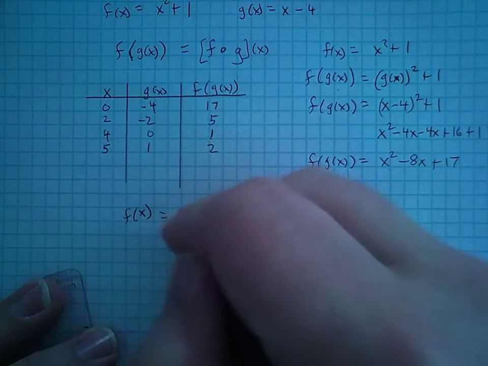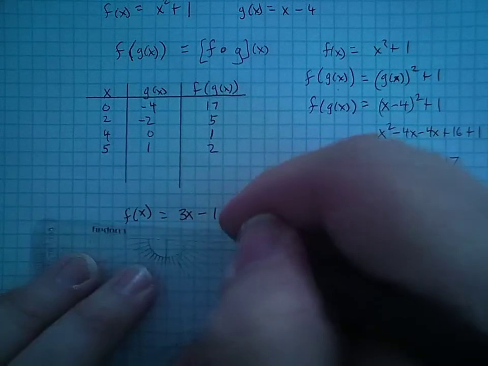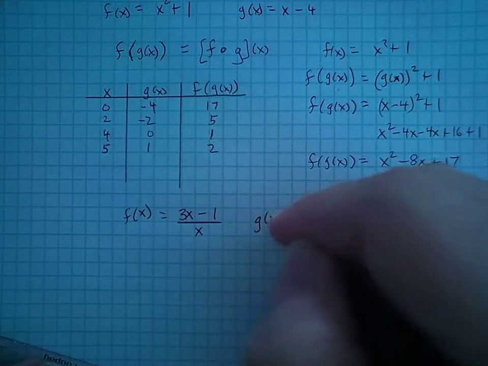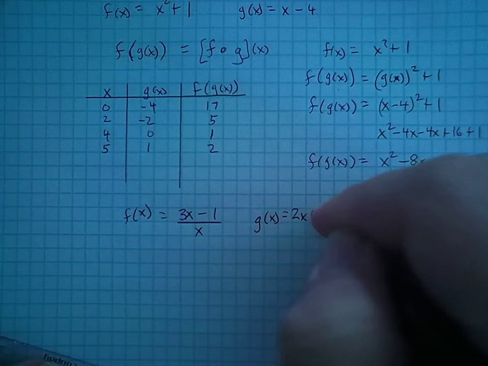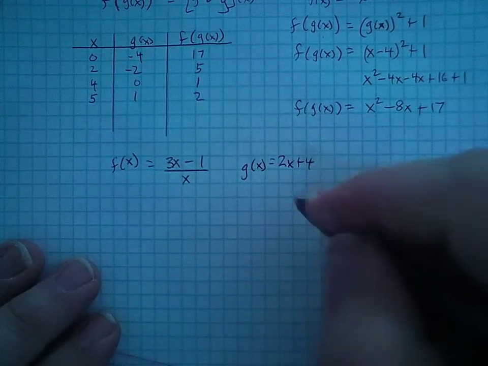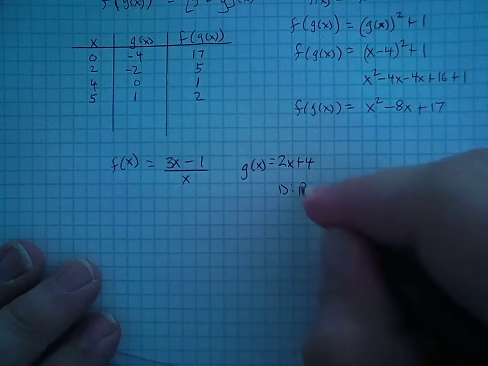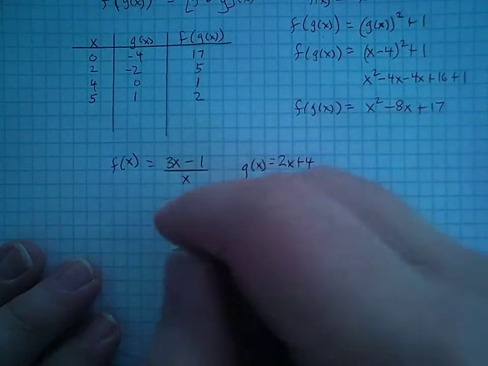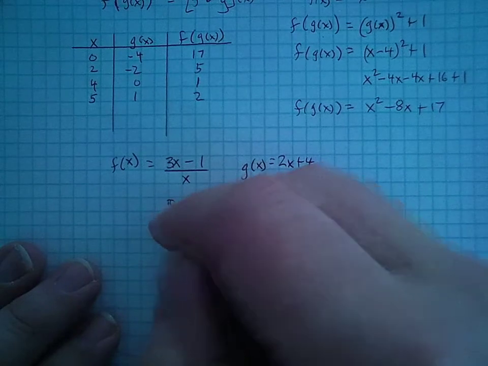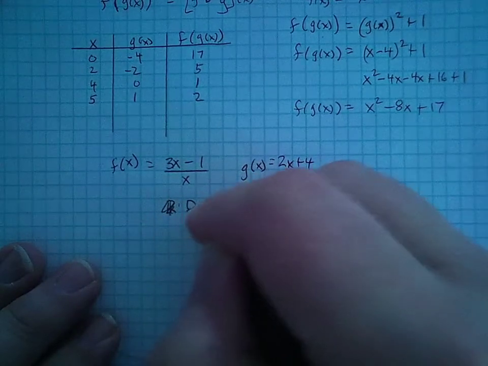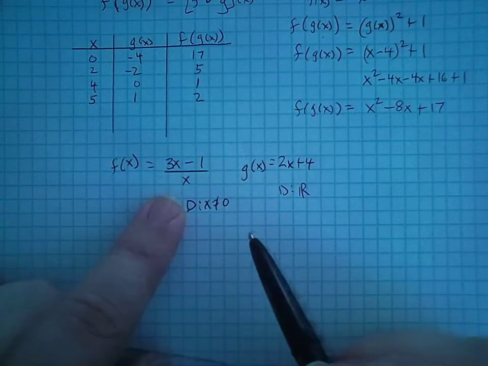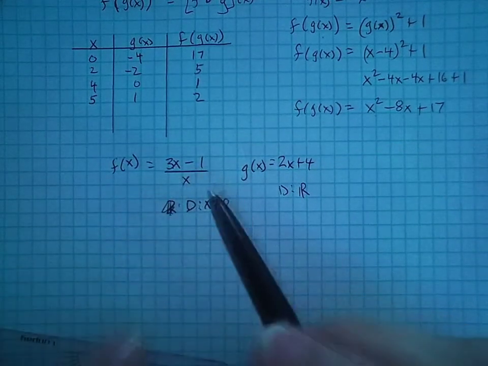So if I take f of x to be 3x minus 1 over x, and I take g of x to be 2x plus 4, and I look at their domains, this one is a line, so its domain is all real numbers. But this equation, f, is not allowed, x is not allowed to be 0 for its domain. Oh dear. Which means that I have to be careful about what numbers I'm sticking into f.